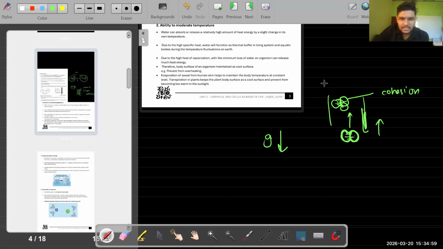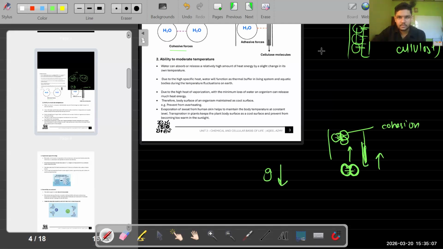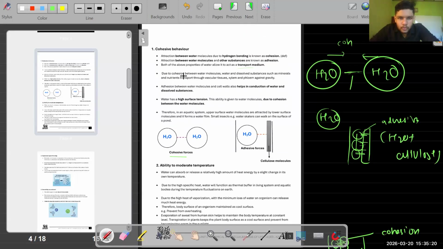How does water act as a transport medium? How do these cohesion and adhesion forces help in transporting water? Can you understand? Okay, perfect. Due to cohesion between water molecules, water and dissolved substances such as minerals and nutrients transport through vascular tissues, xylem and phloem, against gravity. Now, this is the thing.